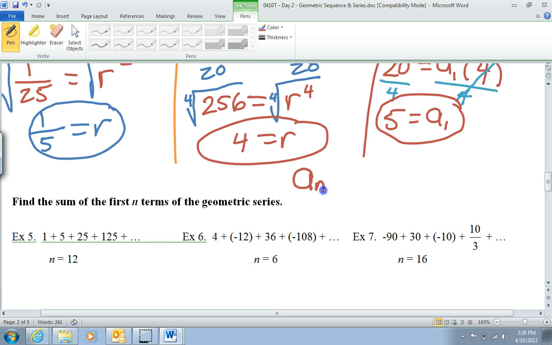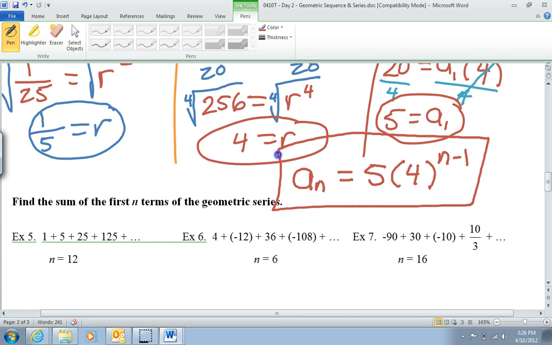Start off with a_n equals 5 times 4 to the n minus 1 power. A common mistake is that a lot of kids will plug a number in for n. Please don't do that. For the final answer, it needs to be n minus 1, so make sure you leave it that way.